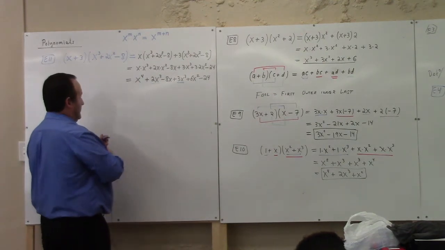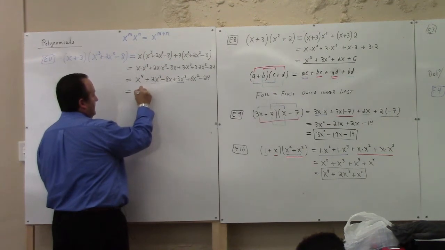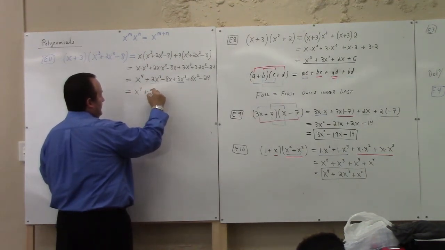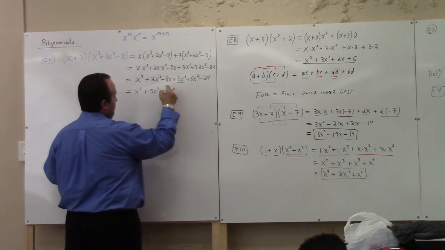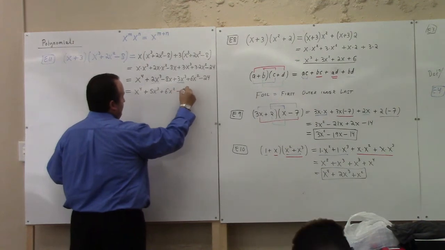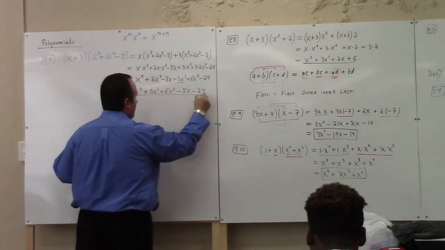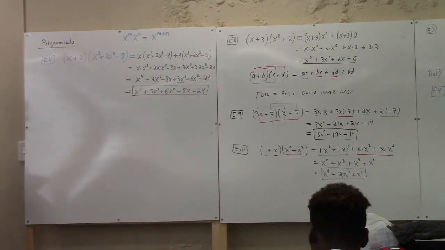All right, so let's get to it here. We've got x to the power 4. 2 plus 3 is 5, right? So plus 5x cubed plus 6x squared, that's the next down the line, minus 8x minus 24. There you go.